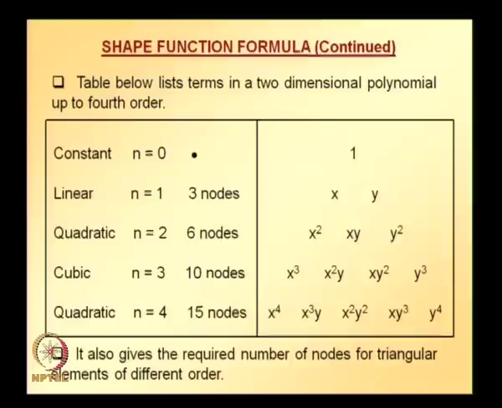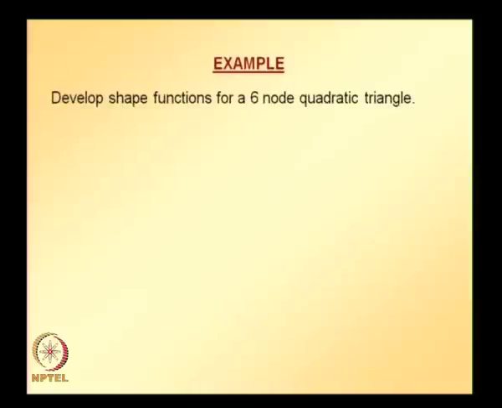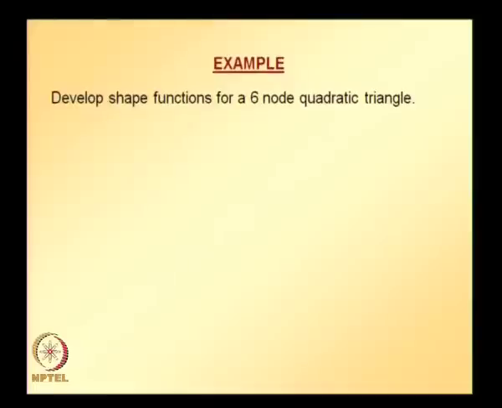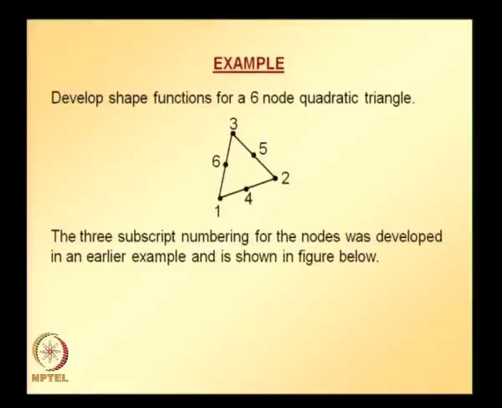So, now let us try to understand how we can apply this formula for deriving shape functions for 6 node element, for which we already found what are these L1, L2, L3, and we already looked at 3 subscript numbering scheme. So, we are ready to use this formula because we already have 3 subscript numbering scheme for each of the nodes. Three subscript numbering for nodes was developed in an earlier example and is shown in figure below. So, now we are ready to use the formula.